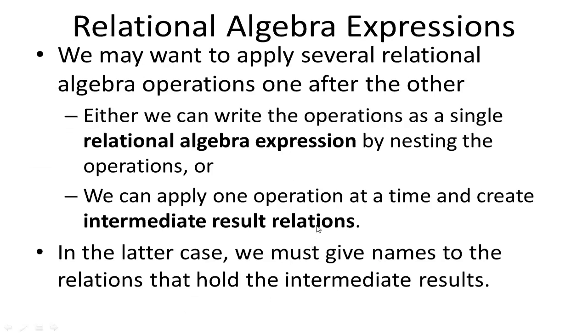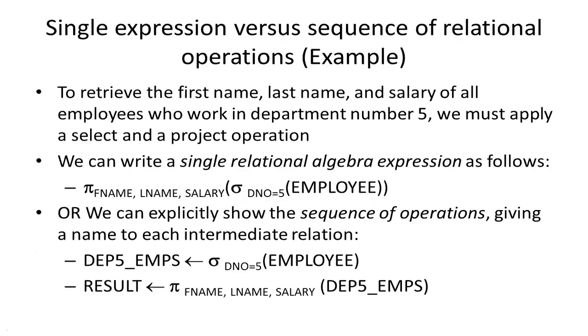When you are going to make a relational algebraic expression, obviously you will be combining select, project, or select, rename, or anything. Any combinations will be there. When you combine all this, you will be getting it in the form of a relational algebraic expression. So that will give you the intermediate result. So we are just going to discuss what is an intermediate result. Here, the single expression versus the sequence of relational operations.